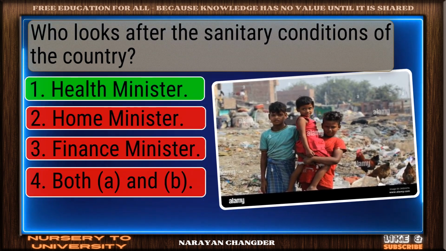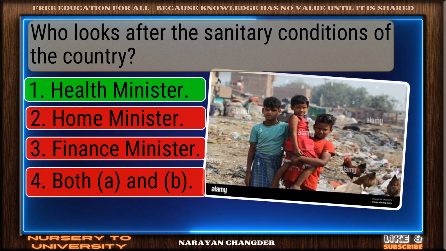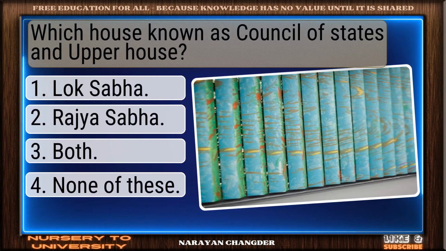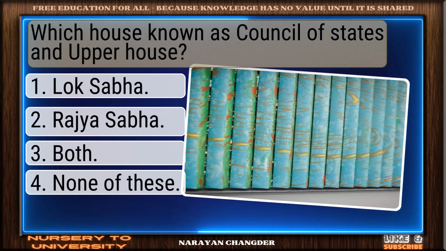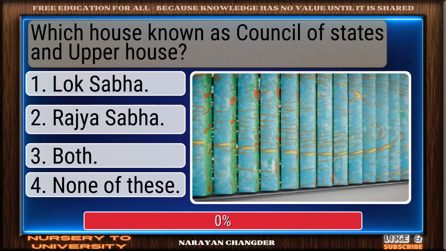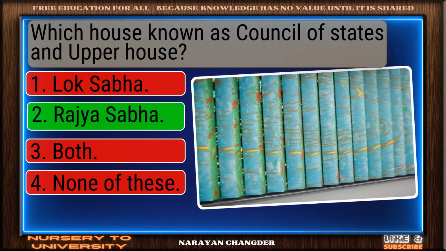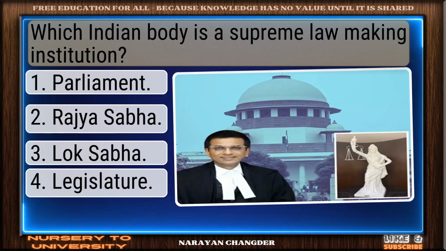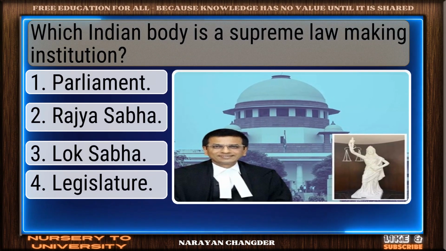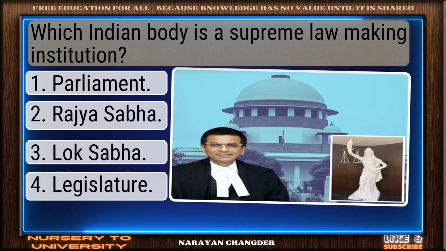Great job. Health Minister is the accurate answer. Question number 103. Which house known as Council of States and Upper House? On track. Rajya Sabha is the correct answer. Question number 104. Which Indian body is a supreme law-making institution?